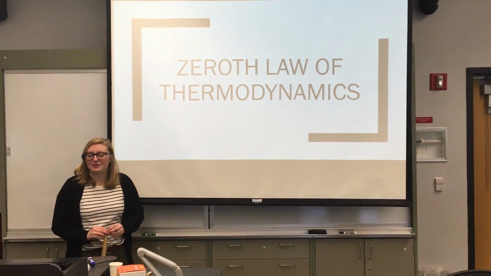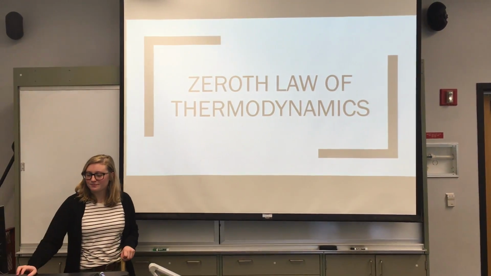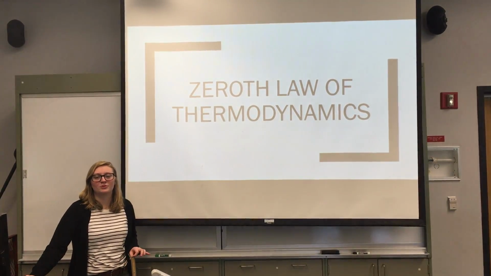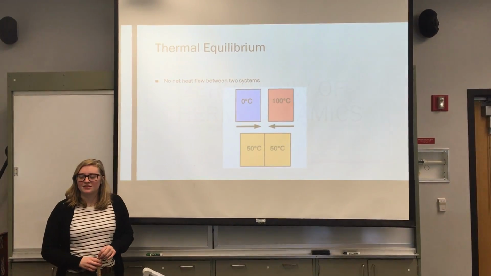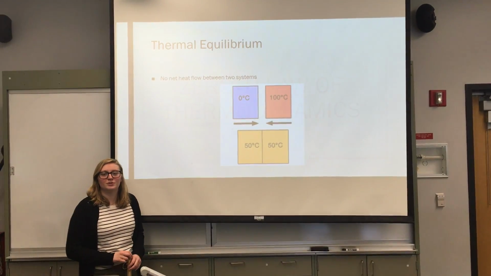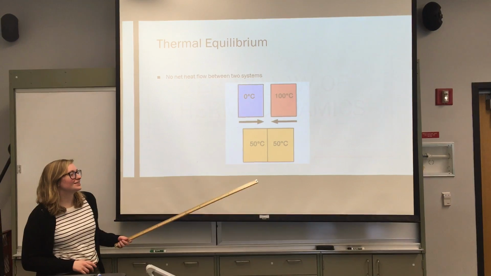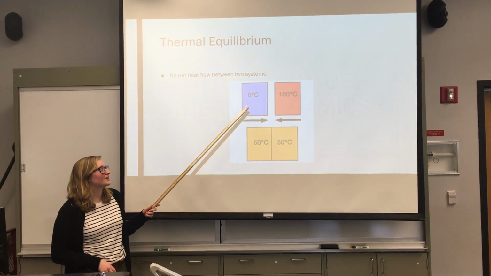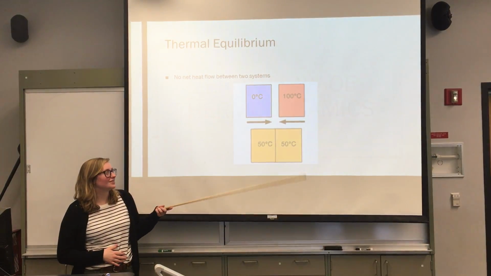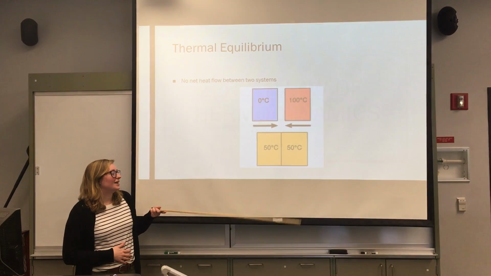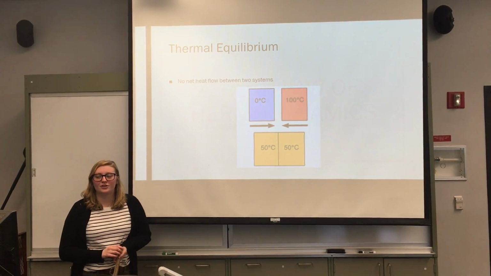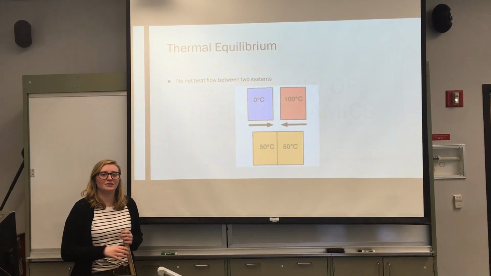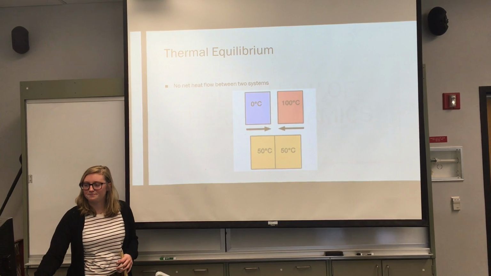Okay, my presentation is about the zeroth law of thermodynamics, and this law deals with thermal equilibrium, which occurs when there's no net heat flow between two systems. So as you can see in this graphic, this system starts out at 0 degrees Celsius, this one starts at 100, and once they're both 50, they are in thermal equilibrium and there's no heat flow between the two systems.